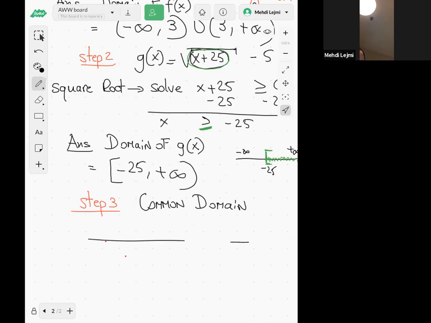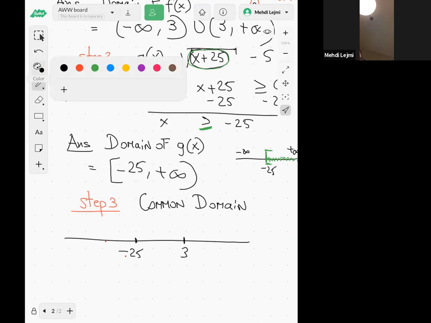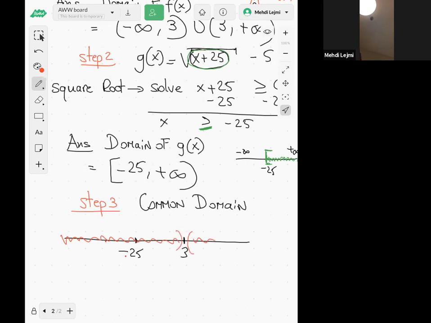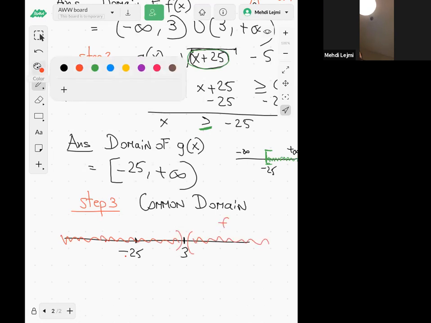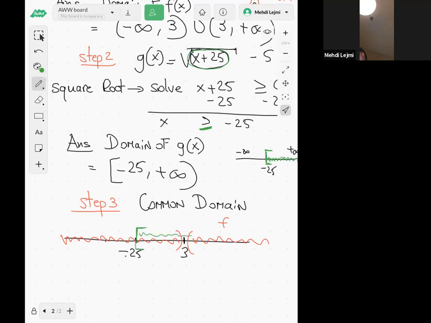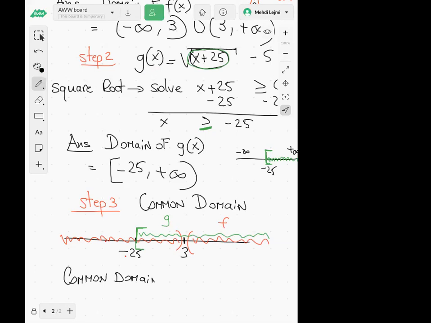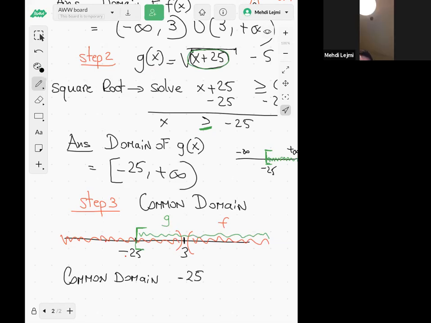So here's my number line. Here's my negative 25. There is a 3, domain of f. We said domain of f is any number except the 3, right? That's the domain of f. Domain of g is any number equal to or larger than negative 25. So here's the domain of g, right? So then what will be the common domain? Negative 25, as you said, included.